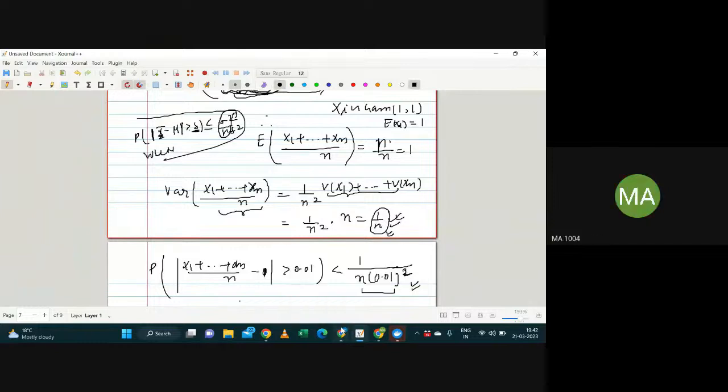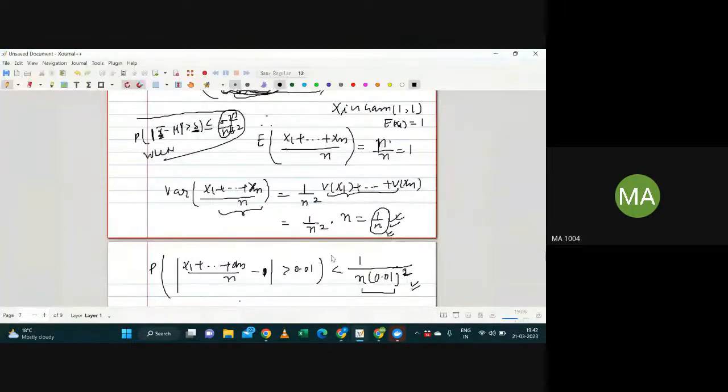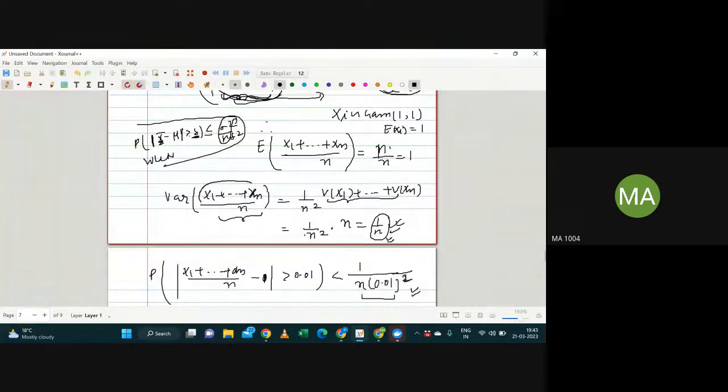Yes, sir. Sure, we can move. Sir, here we need not calculate the variance of x. See, what is the variance of x? These are the things we are doing, right?